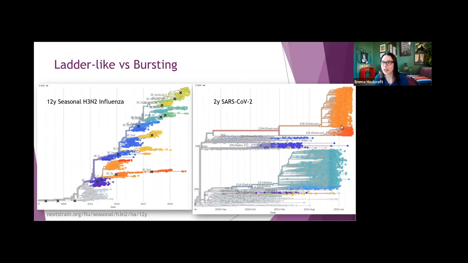For example, as I already showed you with Delta, BA.1 and BA.2, increasing transmissibility is still a big win. The virus has still been able to optimize on that more and more. Whereas for flu, this is probably about as good as it gets for seasonal influenza.